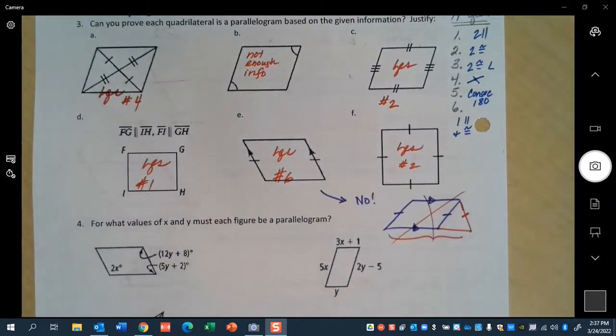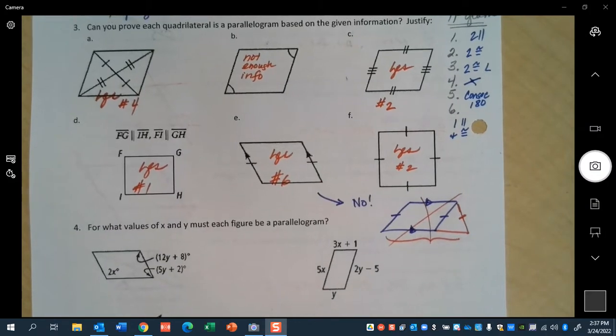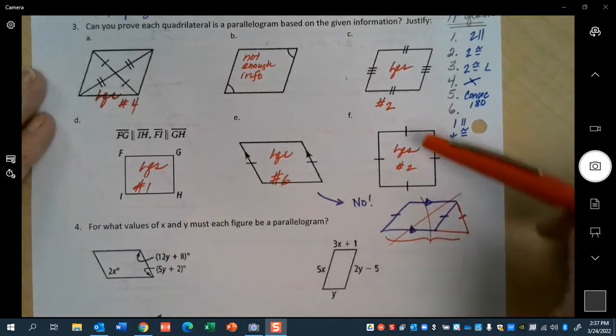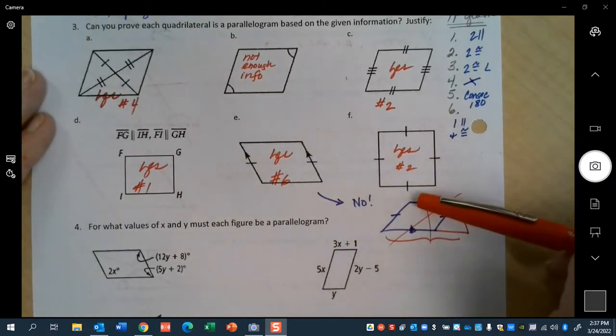This one always surprises me that kids don't get this one. Because they're like, no, that doesn't have 2 sets of opposite sides that are congruent. I'm like, yes it does. And they're like, no, because it's a square. I'm like, just because all 4 sides are congruent, no one said they had to be different. Do I have 2 sets of opposite congruent sides? Yes, I do.